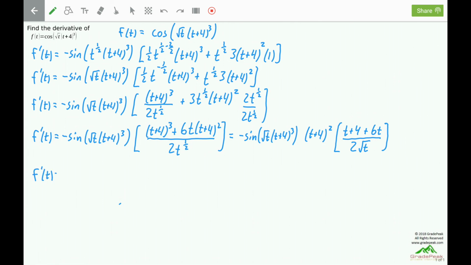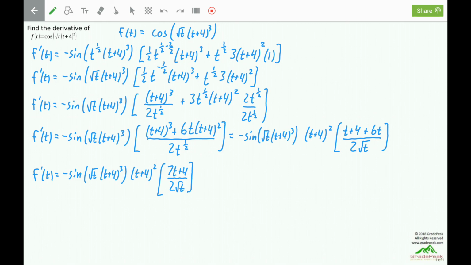So f prime of t equals negative sine of the square root of t times (t plus 4) quantity cubed times (t plus 4) quantity squared times, and what's left in the numerator, I'm going to add like terms together up here. Well, the t and the 6t can add together and become a 7t. So we'll have (7t plus 4), and then all of that divided by 2 square root of t.